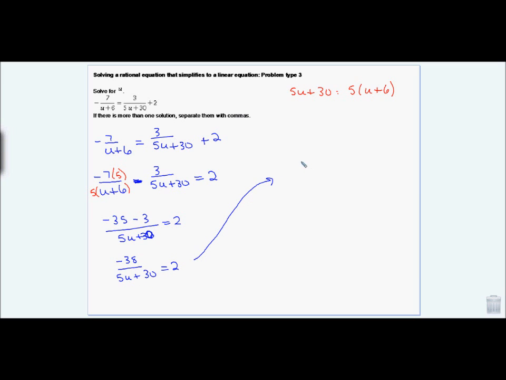Again, this is going to be one of those situations where just switching places is very beneficial. Negative 38 divided by 2 gives me negative 19, is equal to 5u plus 30. I'm going to subtract 30 from both sides. I'm going to get negative 49 is equal to 5u. Divide both sides by 5, and you get u is equal to negative 49 fifths, which is not negative 6. So that answer is perfectly acceptable.